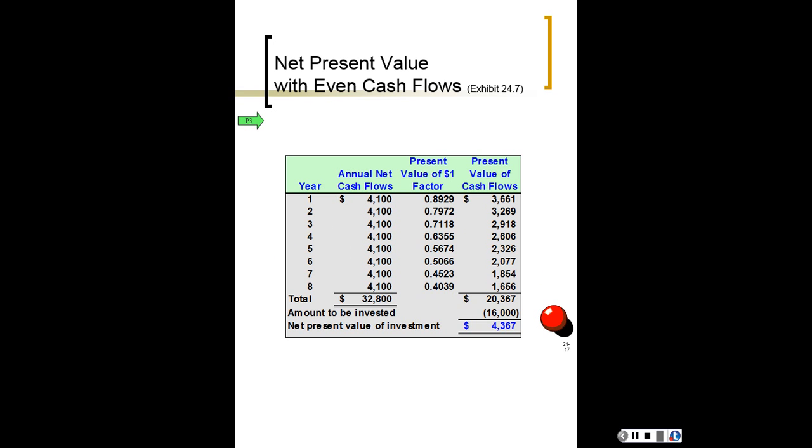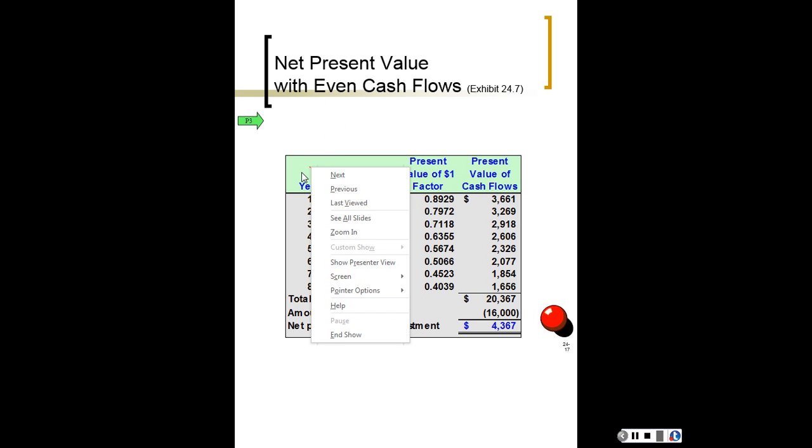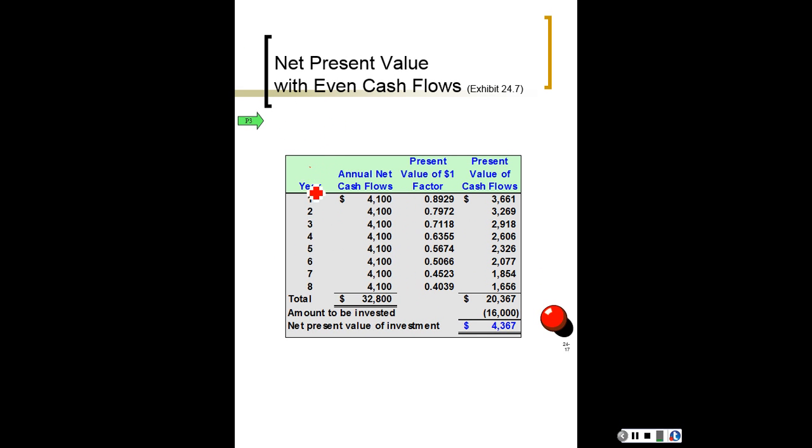So here's the net present value with even cash flows. Let's look at this table. Up here we have the year, so we have years 1 through 8, just like we did previously. And then we have the annual net cash flows, which is 4,100 every single year. Then we have the present value of 1, and we'll go into what this present value of 1 factor is. And then we calculate the present value of cash flows.